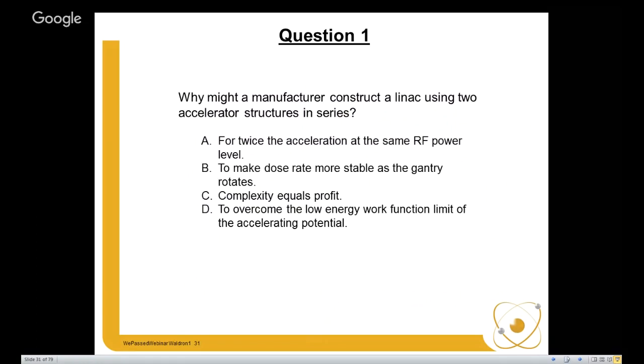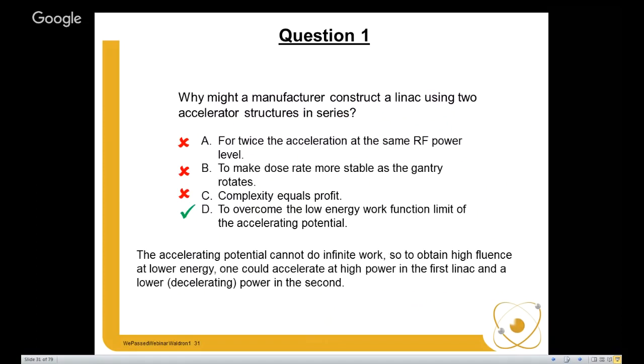All right, so why might a manufacturer construct a Linac using 2 accelerator structures in series? Answer A is for twice the acceleration at the same RF power level. That is not the most correct answer. That would be true at very low fluence levels, but why would you want to do that? E, to make the dose rate more stable as the gantry rotates. Well, that's downright silly. C, complexity equals profit. Well, maybe, but the correct answer is D.